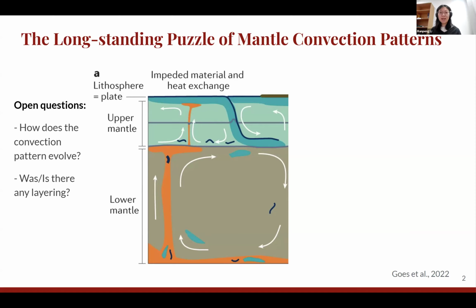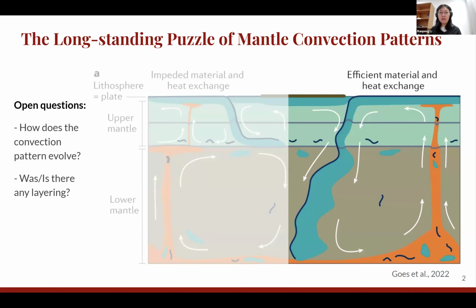maybe. But the geophysical observations show that for today, the slab can subduct all the way down to the bottom of the mantle, and that's where plumes rise. So this whole mantle convection should be quite efficient. However, we are still not sure if there was any layering in convection in Earth's past.